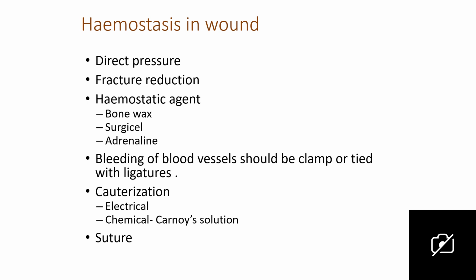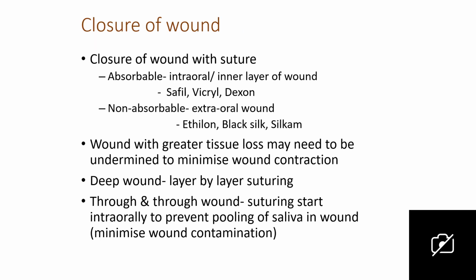from going on. Now, fracture reduction: if the mandible is fractured, we try to reduce the fracture so that the bleeding stops. Hemostatic agents can be bone wax, Surgicel, or adrenaline soaked in gauze. Or you can just use a local anesthetic and spray it on the area where you are doing the suturing. Bleeding blood vessels should be clamped or tied with ligatures. Cauterization can be electrical, chemical by using a solution known as Carnoy solution, or you use sutures. That's how you stop bleeding.